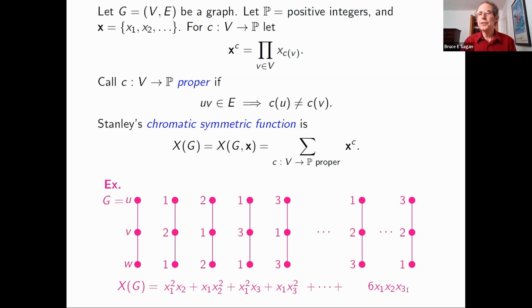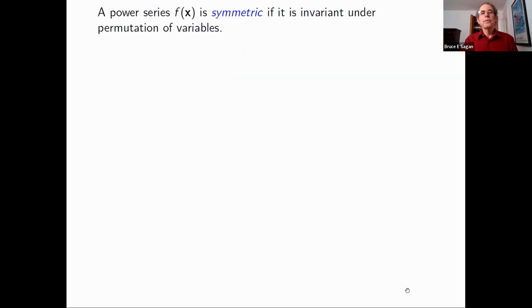Okay, I see heads nodding in the preferred direction. So let's go on then. So, right, general definition, a power series F in these variables X is symmetric if it's invariant under a permutation of variables. And it's easy to see that this chromatic symmetric function is indeed symmetric for any graph, because think about it. What does permuting the variables mean? Permuting the variables just means permuting the colors. But if I permute the colors in a proper coloring, it stays proper, right? So this will always stay symmetric.